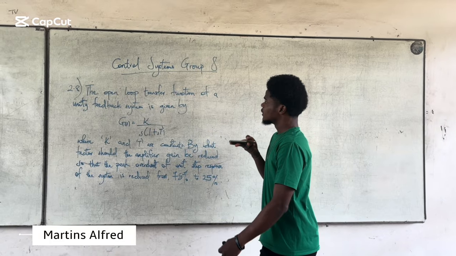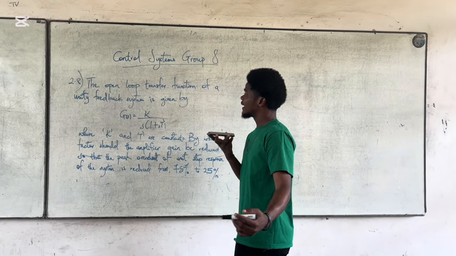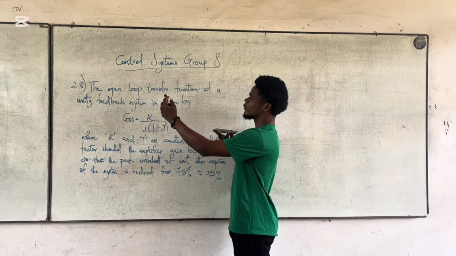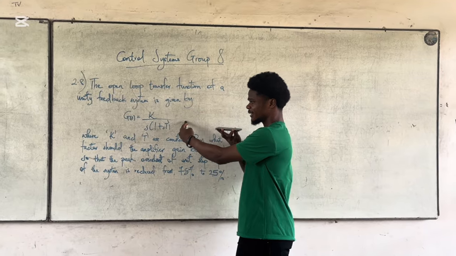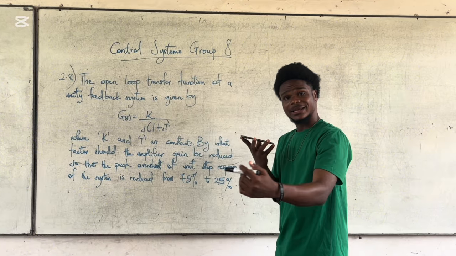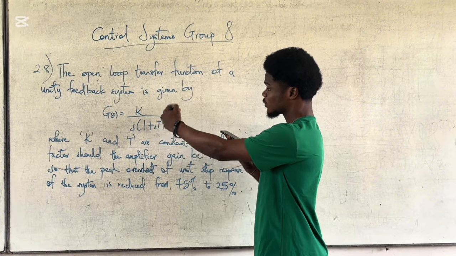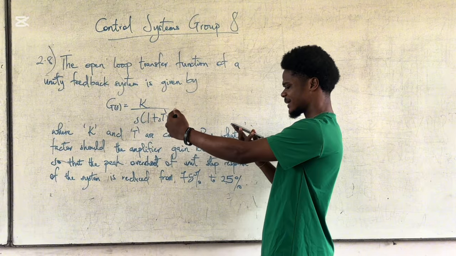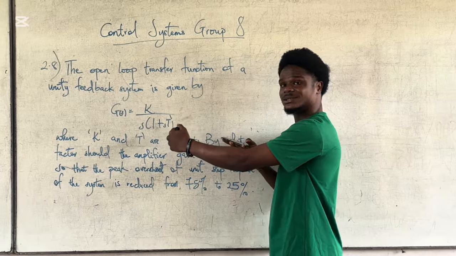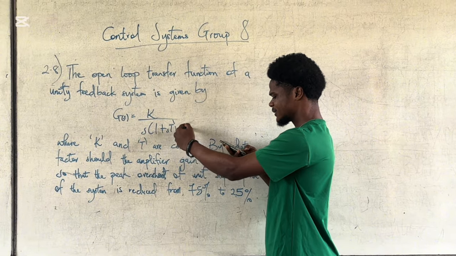Okay. So, good afternoon. We are Group 8, and for our problem, we've been given the open loop transfer function to be this, where K is the amplifier gain. The amplifier gain normally determines how strongly the system responds to an error signal, and T is our time constant, which represents how quickly the system dynamics respond.